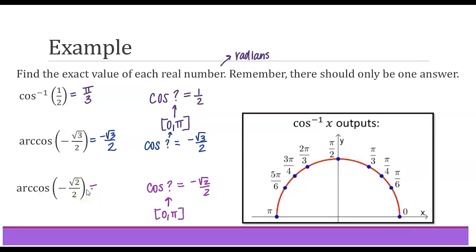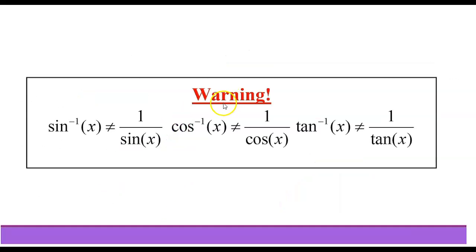So the answer to this last one is 3 pi over 4. Before we go any further, I have a huge warning. A common mistake that students make is thinking that sine inverse of x is 1 over sine x. So I want you to notice these are not equivalent for any of the inverse trig functions.